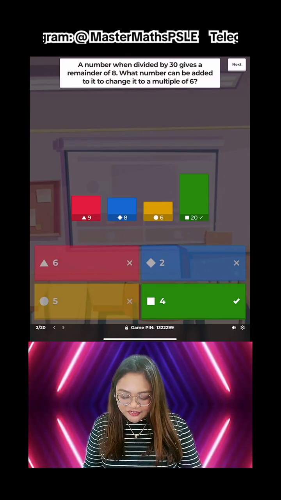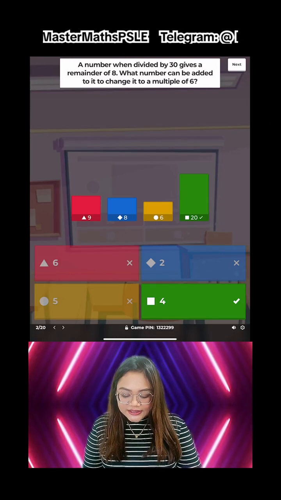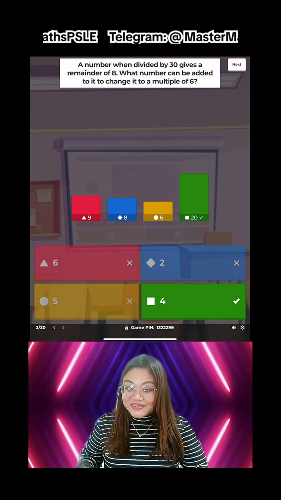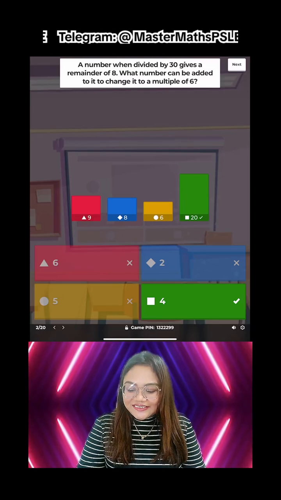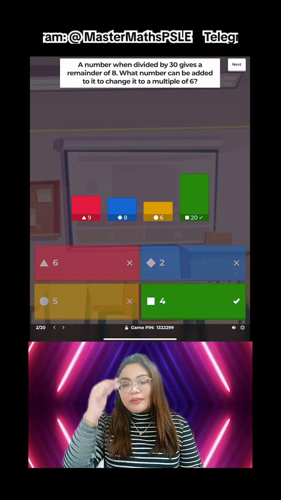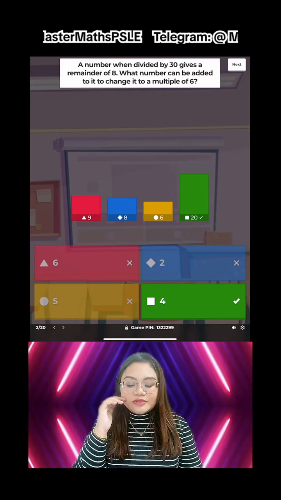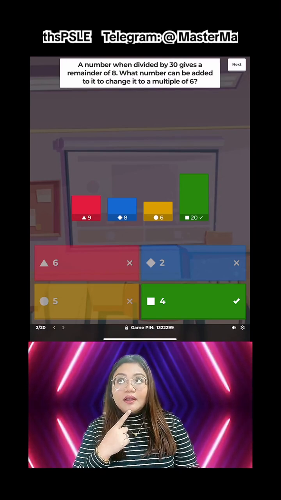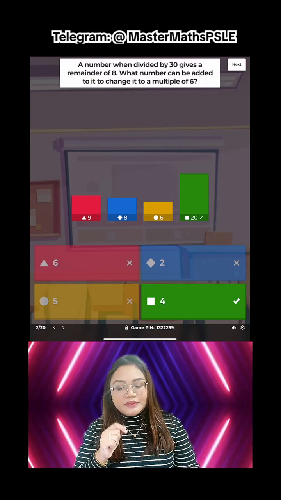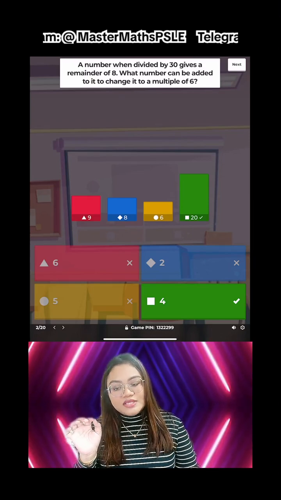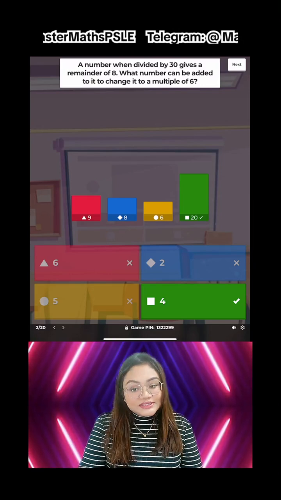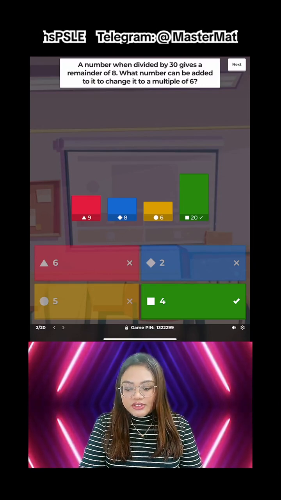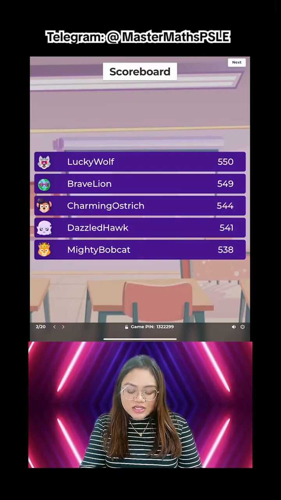Alright, so the correct answer is indeed 4. There are 20 of you who got it right. Nice one. Now let's take a look at the solution. By the way, guys, this question came up in the 2015 actual PSLE. So this is actually a PSLE question.